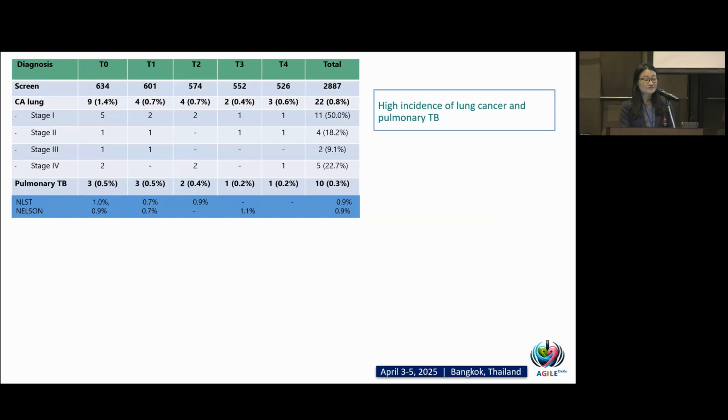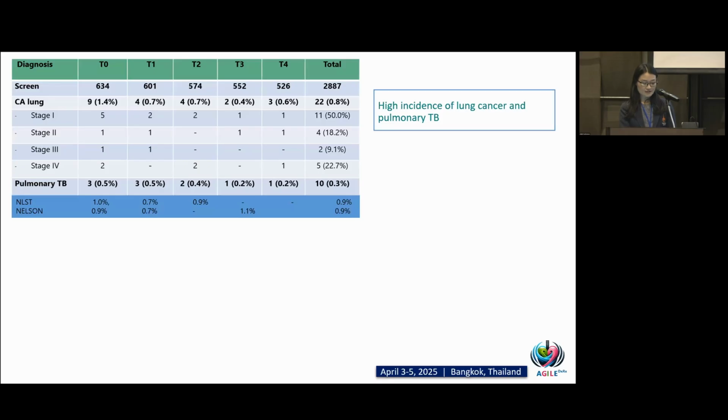And let's see when we follow up. You can see that in total, the lung cancer rate is around 0.8%, and stage 1 is 50%, stage 2 is 18, stage 3 is 2.1, and stage 4 is 22.7.